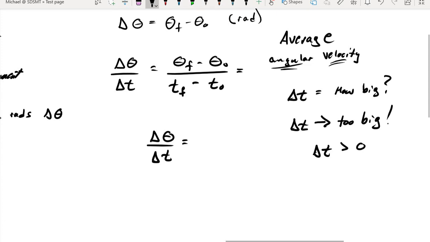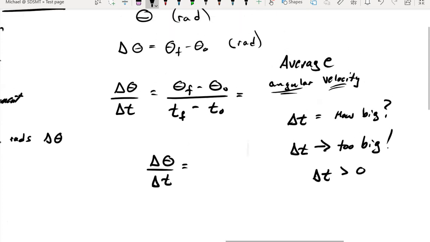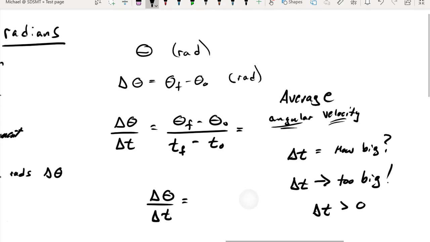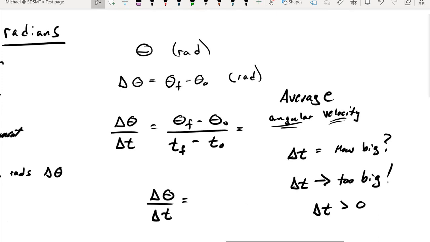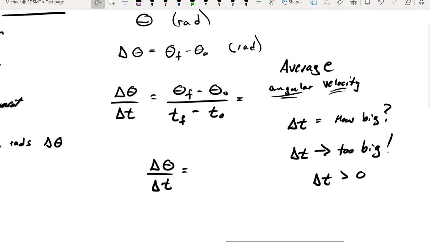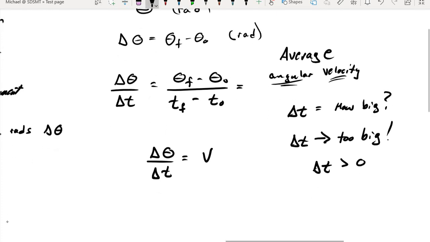angular velocity. Now, I would like a way of denoting angular velocity. We used theta to measure angular position. So we're going to stick with the Greek letters. Otherwise, if I were to call this v, someone would definitely get that confused with regular linear velocity. So instead what we're going to use is omega, lowercase omega.